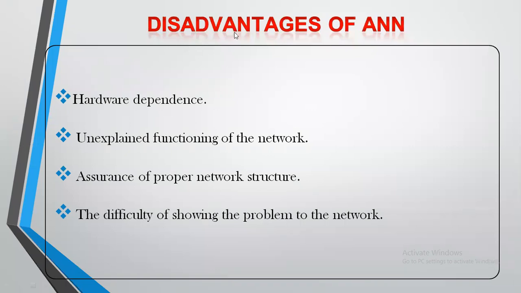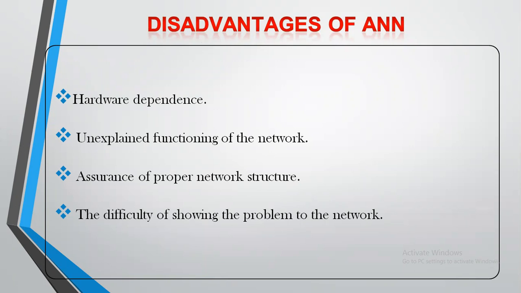Some of the disadvantages of artificial neural network: the first one is that it is purely hardware dependent. Without the hardware, no one can achieve the artificial neural network. The second one is unexplained functioning of the network. Like a human, the artificial machine can't explain what is happening inside the processing.